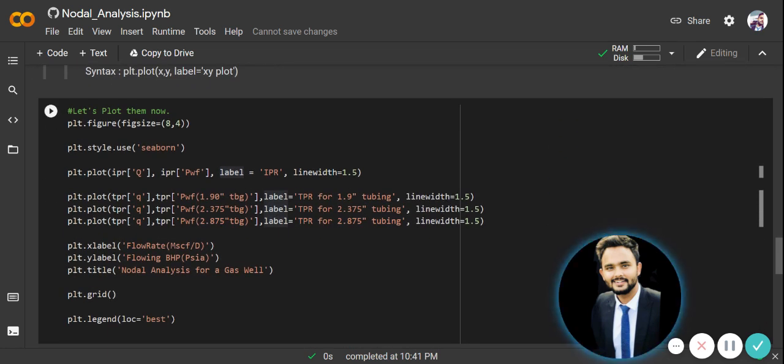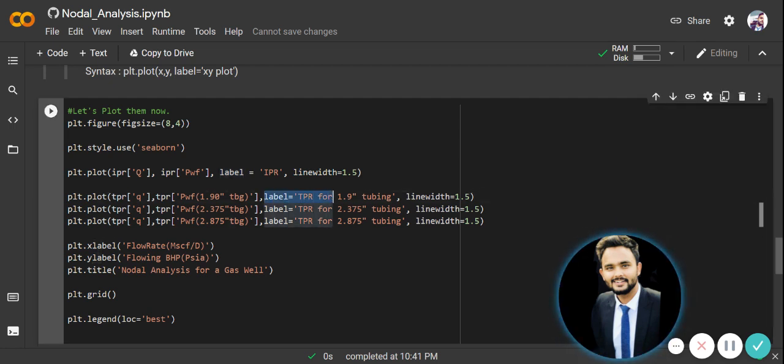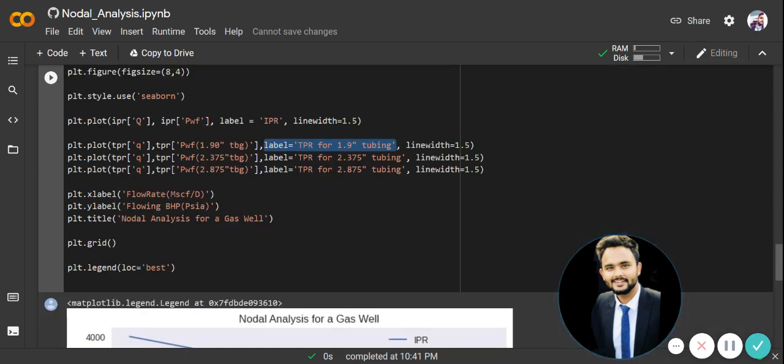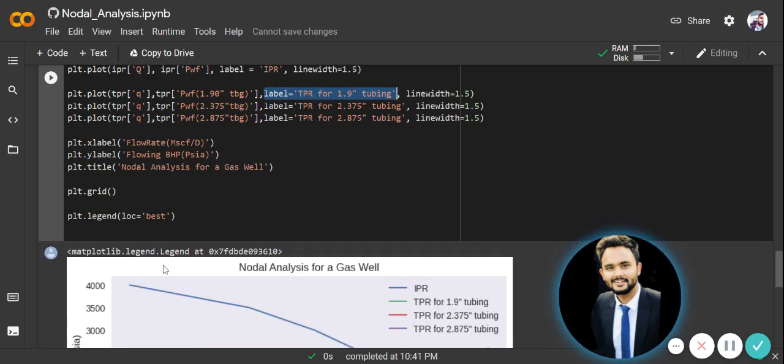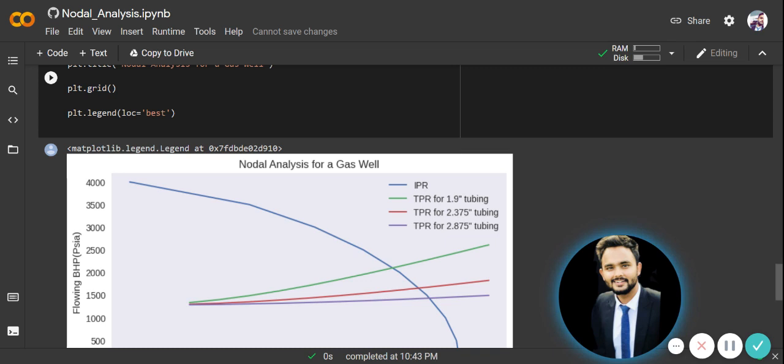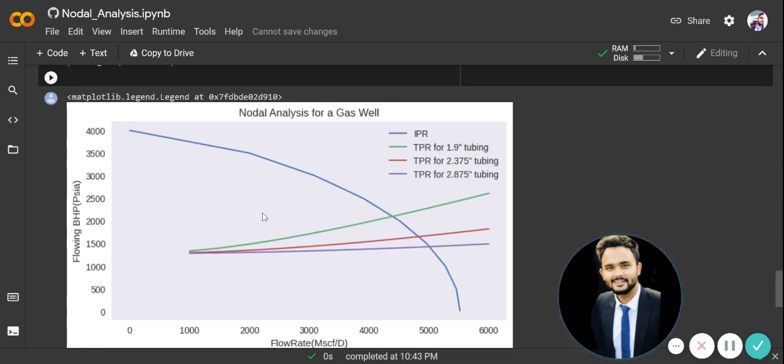So we are plotting one for 1.90 inch tubing, then 2.375 inch tubing, then 2.875 inch tubing. Just so we have clarity on which stands for which, we are also providing a label for each of these. Then we provide the X label and Y label like we did, nodal analysis as the title, then plt.grid, and finally we plot it, right? So that's how we do it, and this completes your first basic and very interesting nodal analysis project in oil and gas.